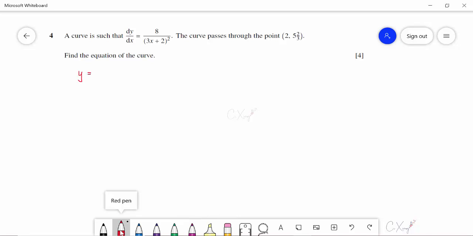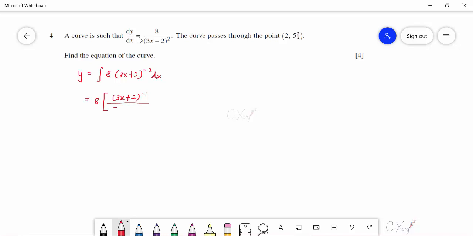To find the y from dy/dx, you need to do the integration process, right? So to get y, you need to integrate dy/dx, which is actually 8 times (3x plus 2) to the power of negative 2. I will take out the 8 because it is a constant. Then I integrate the function here. The power plus 1 becomes negative 1.